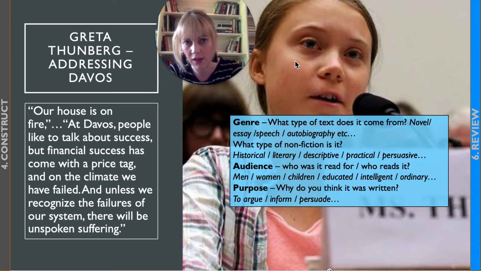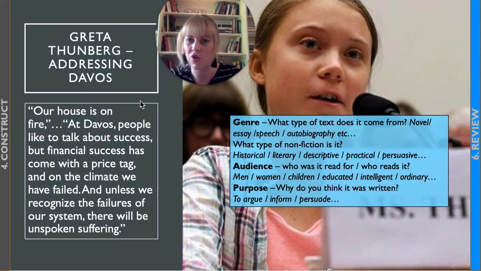So the context of this is that Greta Thunberg is a climate activist. She believes very strongly that we have a duty to protect our world, and that our world currently is at risk of serious damage from climate change, irreversible damage.